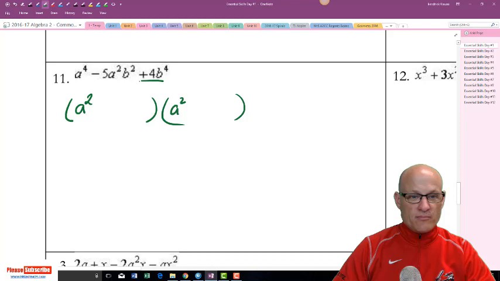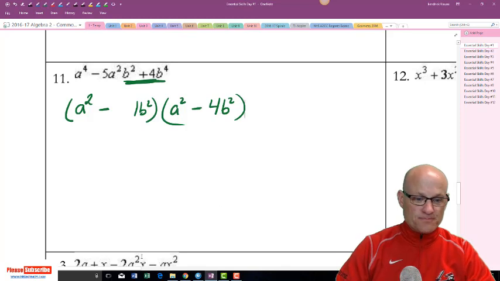What's going to make positive? Positive here just means the signs are going to be the same, and because this is negative, they're both going to be negative. And to multiply to 4 is either going to be 2 and 2 or 4 and 1. I'm going to go with 4 and 1, because 4a, that's going to be it. But it's got to be 1b squared and 4b squared. And there you go. That's it. That's all she wrote.